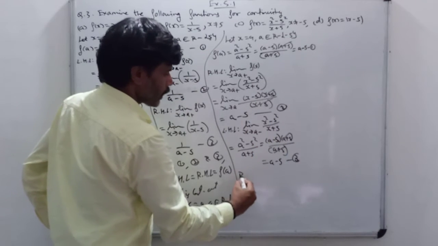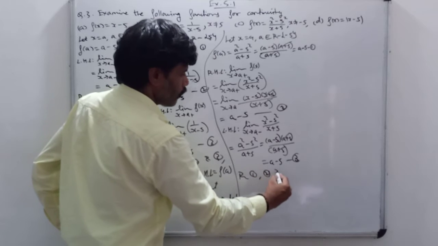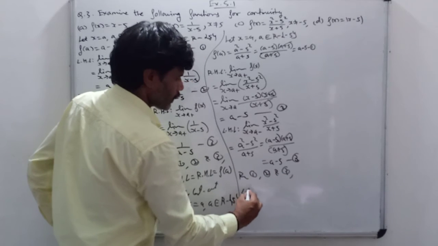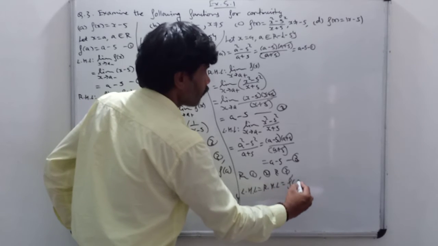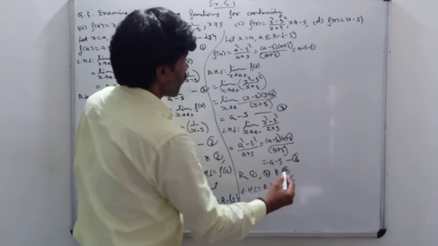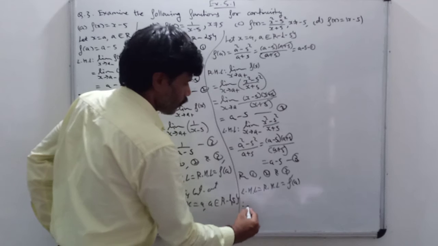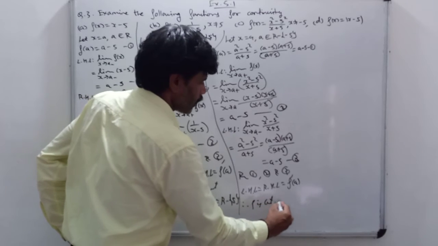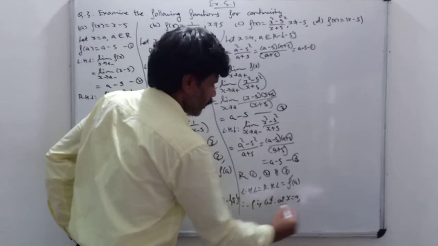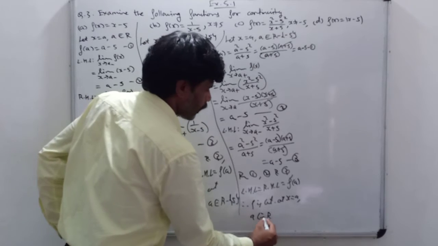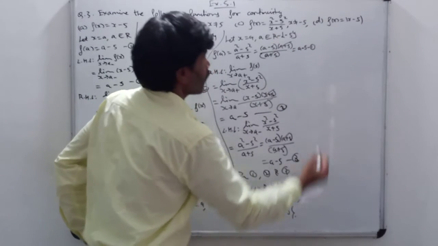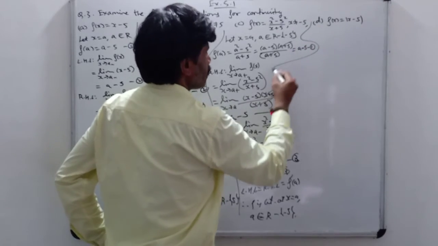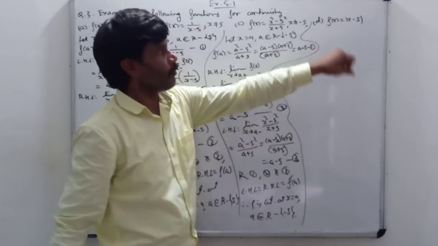From 1, 2 and 3 what you can say, LHL is equal to RHL is equal to value of the function. What is the value of the function, f of a? So therefore function is continuous at x equals a, where a may be any real number other than minus 5. Okay, now last one that is very important, f(x) equals mod of x minus 5.